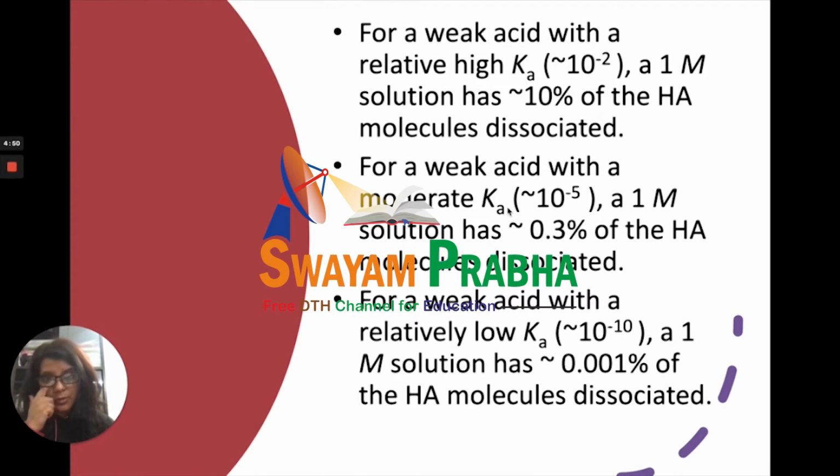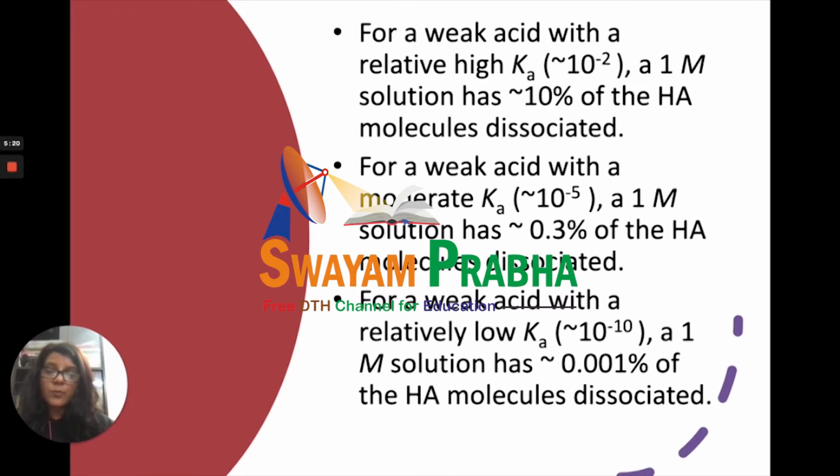Now, let's come to a moderately weak acid, lesser than the stronger acid but stronger than the weakest of the weak acids. So, a moderately weak acid whose Ka value is approximately 10 to the power minus 5. A 1 molar solution will be 0.3% dissociated. That is, 0.3% of the HA molecules will dissociate to give you ions. The rest will remain undissociated.